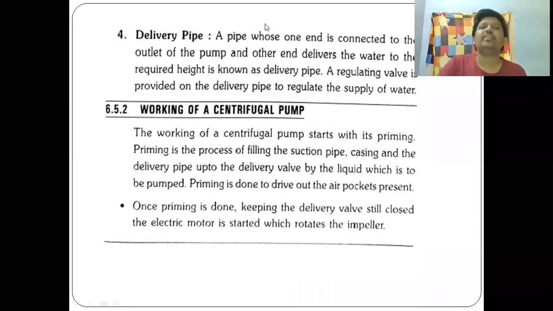And the fourth one is the delivery pipe, which is connected at one end to the outlet of the pump and at the other end to the delivery tank which you are talking about. That is what the delivery pipe is. So these are the four working components of a centrifugal pump.